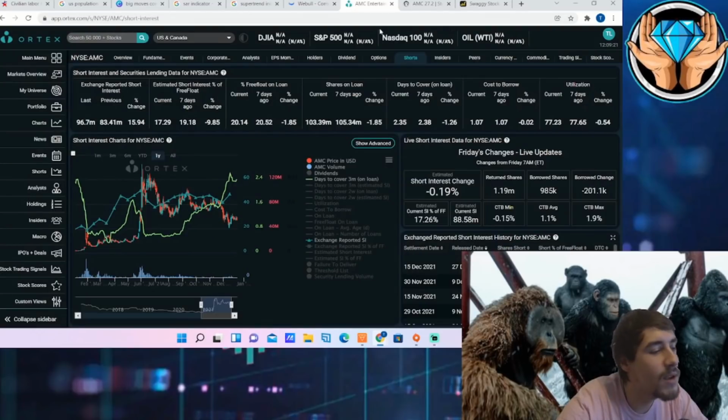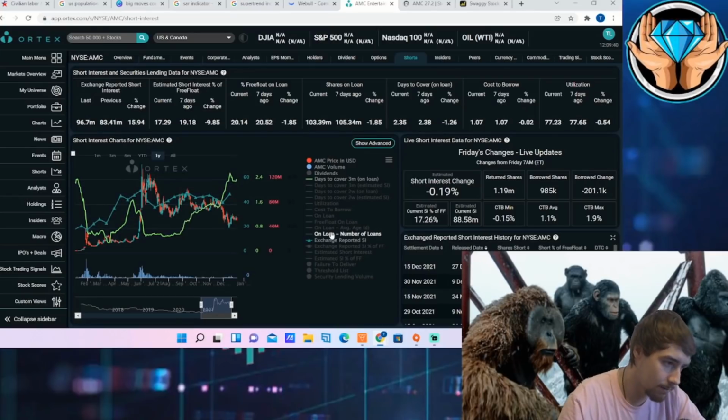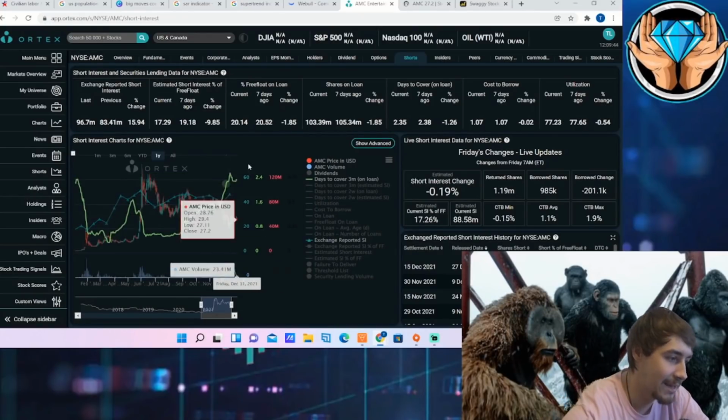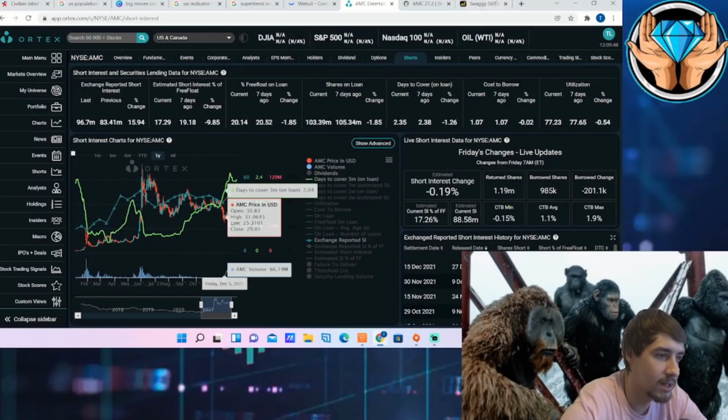Now, let's move into the Ortex data. We did see a jump for the short interest. Now it's at 17.26%, and then 88.58 million shares that are sold short. Share utilization of 77.23%. And the days to cover is still like a ticking time bomb at these extremely elevated levels, waiting for obviously that move to the downside and the price to go up, as that is always the correlation between days to cover and the price of the stock.